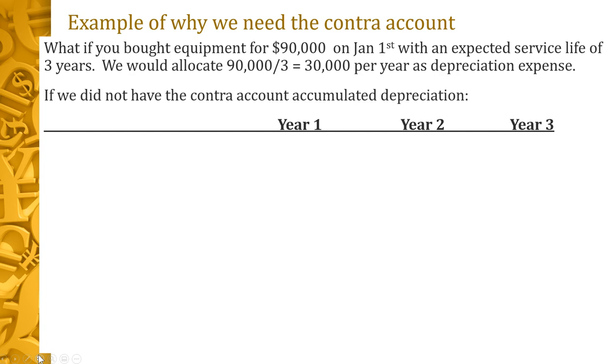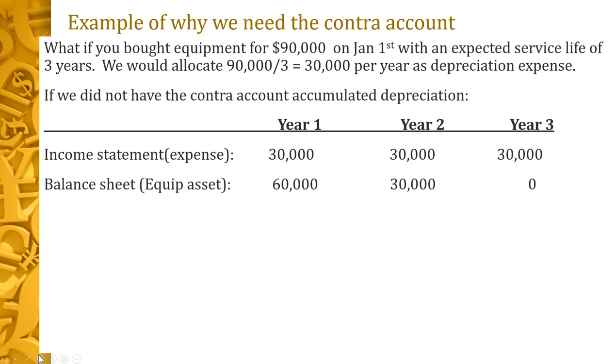What if we didn't have a contra account, and instead we just reduced the equipment account? The first year on the income statement we showed expense of $30,000 each year. But on the balance sheet, what we would see is at the end of the first year, all we'd see is 60, because we've already reduced it by 30. In year 2, we'd show 30, and in year 3, we'd show we had no equipment.